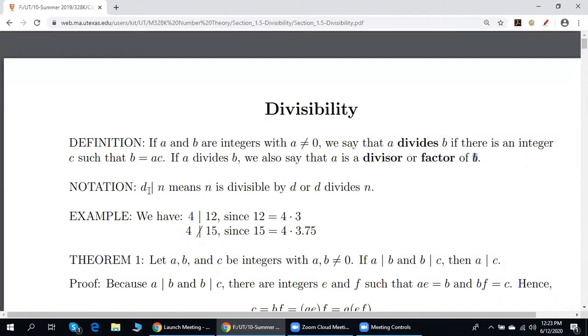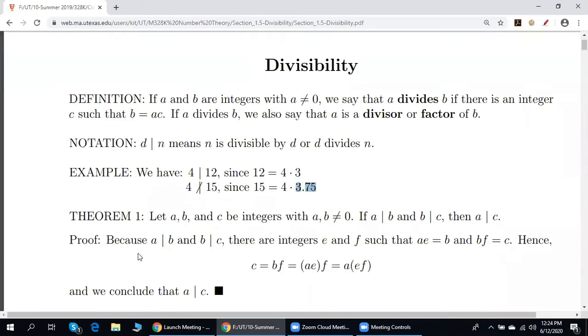Notation. D | N means D divides N, or which is the same, N is divisible by D. For example, 4 divides 12 because 12 is equal to 4 times an integer, which is 3. 4 does not divide 15 because 15 is 4 times a non-integer number.